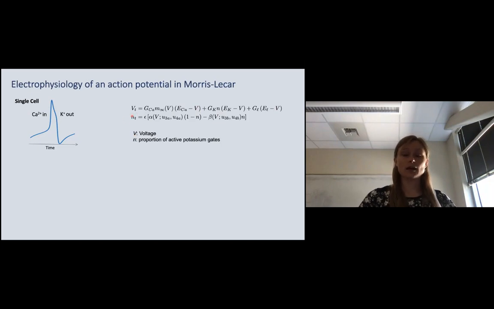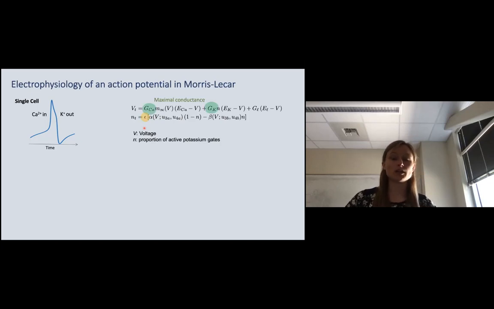For the N equation, the proportion of active potassium gates, we have this written in the form of activation and deactivation. So alpha is our activation function and beta is our deactivation function. That parameter epsilon that I was telling you about before appears out front in the N equation. It captures the excitability of the tissue and also controls the time scale of that recovery process. The other parameters we're going to be interested in are the maximal conductances, g_Ca and g_K. They essentially dictate the maximum strength of these two currents.